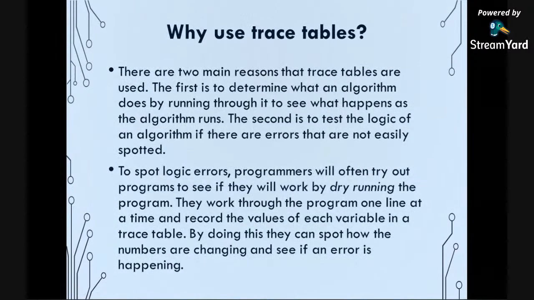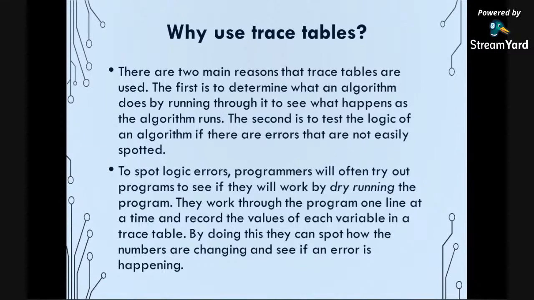Okay. So why do we use them? Well, there are two main reasons that we use them. Firstly, we want to determine what an algorithm does by running through it to see what happens as the algorithm runs. So you could be trying to work out what the algorithm is doing. The second reason we can use a trace table is to test the logic to see if there are errors that haven't been easily spotted the first time round when you're just looking at the algorithm.